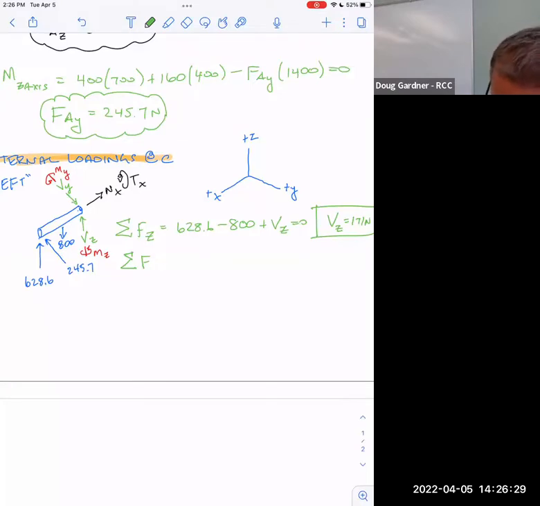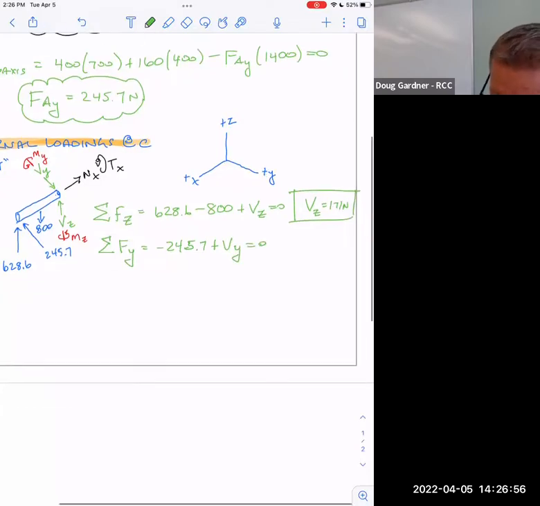And so I've got 245.7. Is that positive or negative? Do you see why I drew this over here now? Because I can actually answer that. I decided to call that direction positive and I drew this one going negative. So that's actually negative 245.7, plus Vy. And then Vy is the only other force going that direction, right? So that's it. Vy is 245.7. Shear in the Y direction, 245.7.